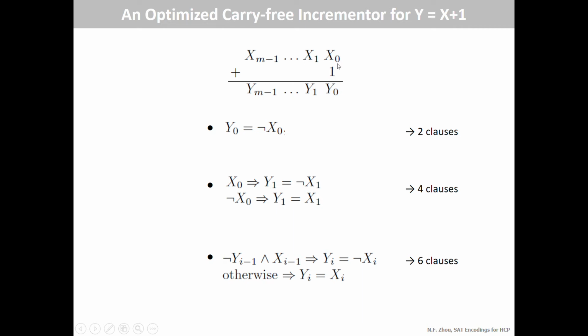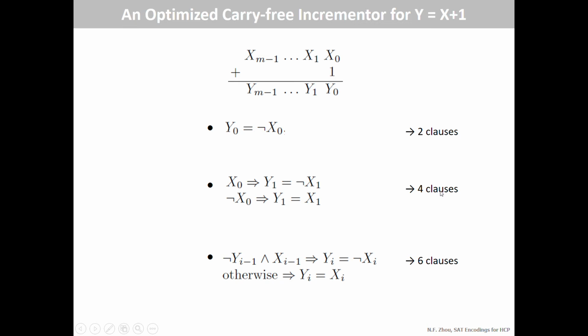For the lowest bit, what do we do? We know x0 and y0 are complementary. This constraint can be encoded using 2 clauses. For the second lowest position, x1, we dispatch on the value of x0. If x0 is 1, then there is a carry from the lowest bit, so these two are complementary. Otherwise, these two must be the same. So these 2 constraints require 4 clauses to encode.